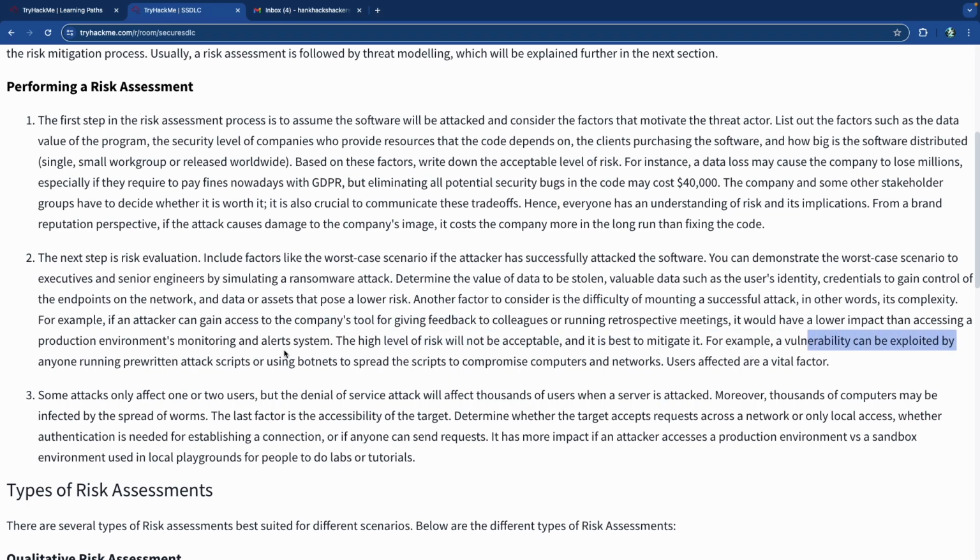So a vulnerability that can be exploited by anyone running a pre-written attack script or using botnets to spread scripts to compromise the network, those things need to be fixed immediately. Users affected are a vital factor. Your company's users being affected, your customers being affected, all of these things are very, very important to consider. And then we have the third step.